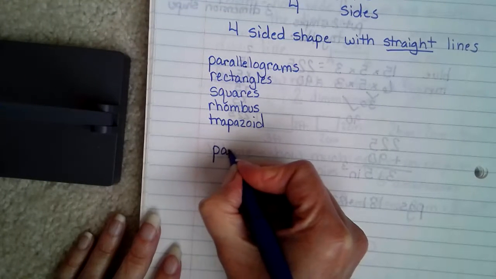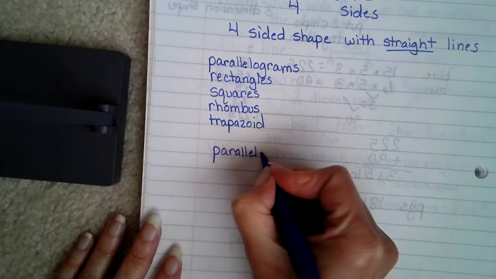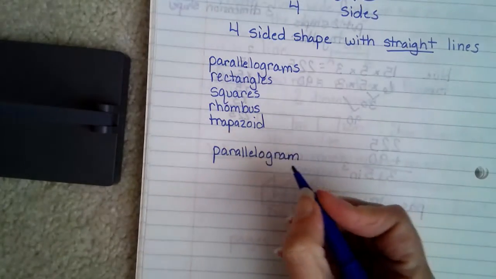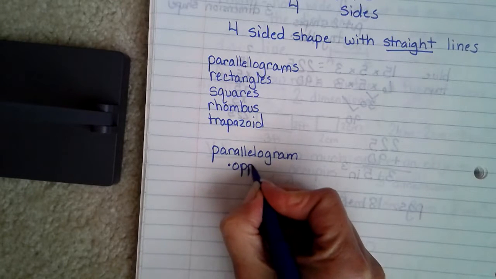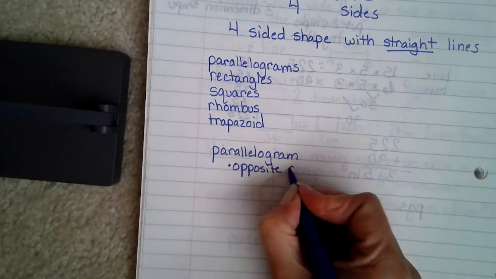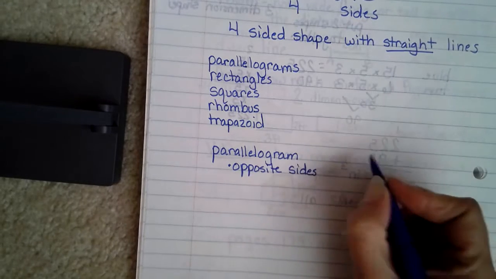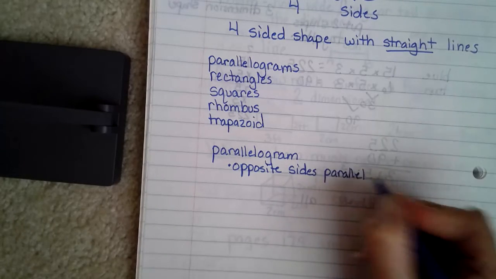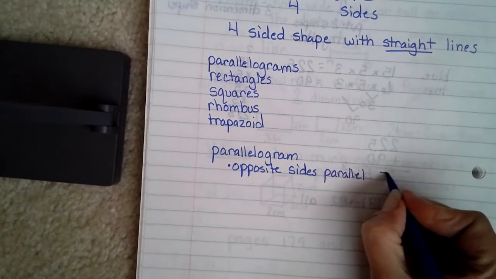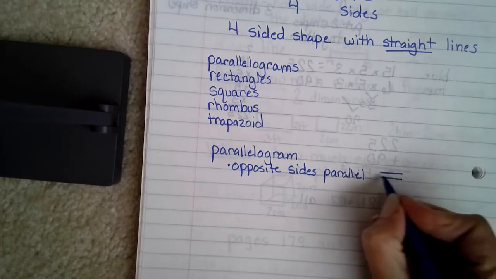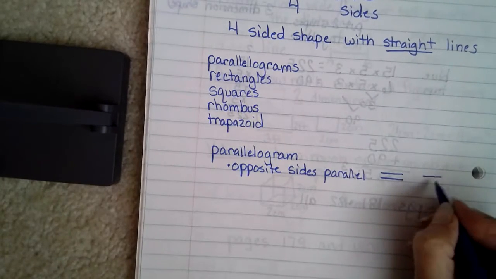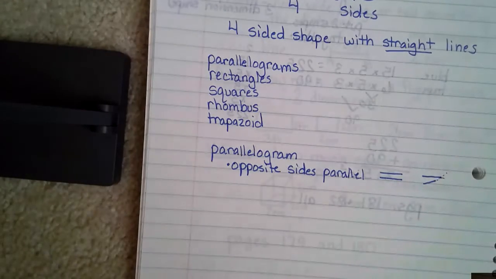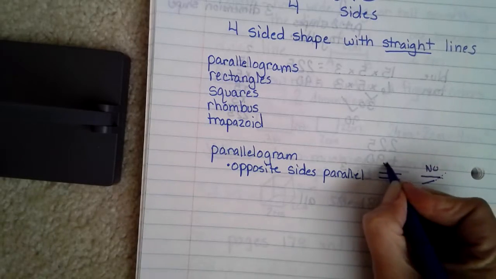So a parallelogram, it's a long one to write out, but a parallelogram has opposite sides that are parallel, and that means that they run next to each other, but they never get closer and they never get further apart. So they look like this. I always think of train tracks. So that's two parallel lines. This is not two parallel lines because eventually this line is going to cross over that line. So this is no, this is yes.